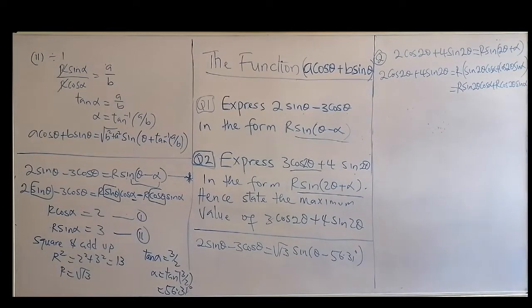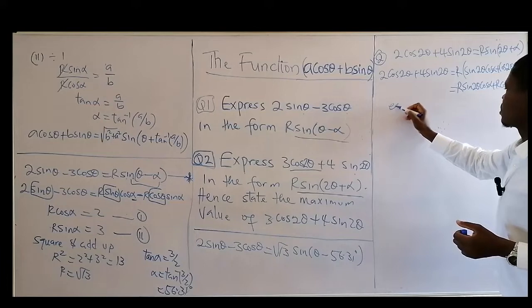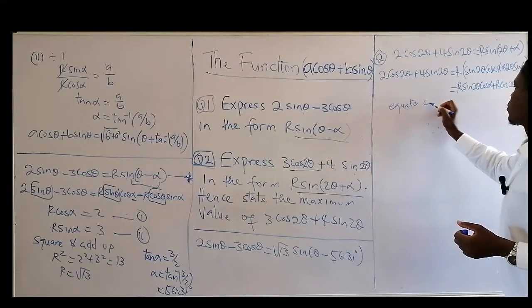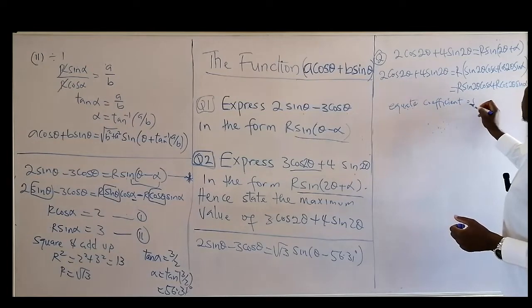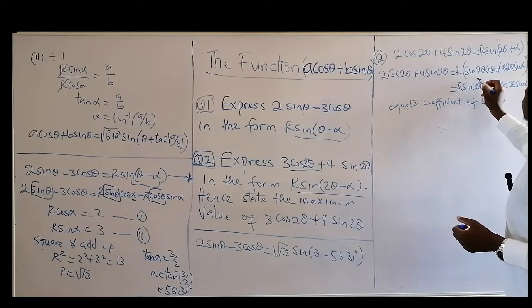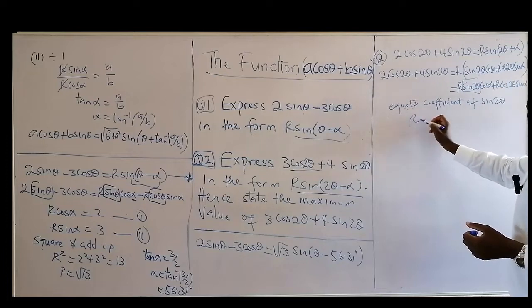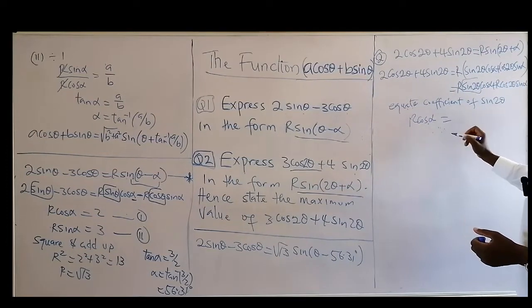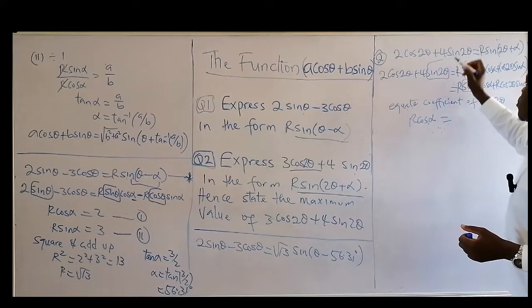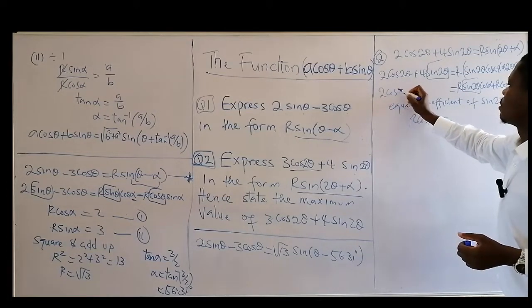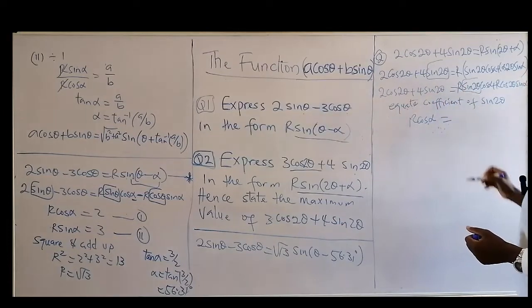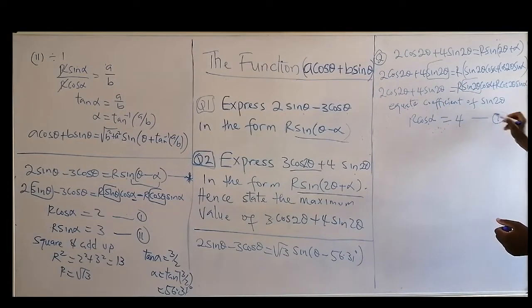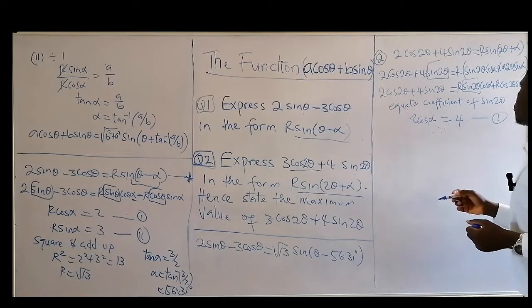So begin to equate the coefficients of sine 2 theta. That will be r cos alpha. The coefficient of sine 2 theta here is 4. So that is equation 1.